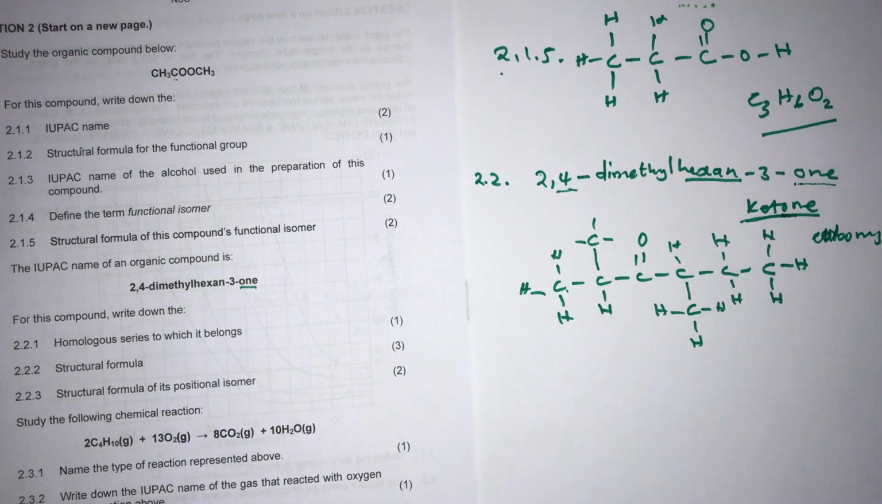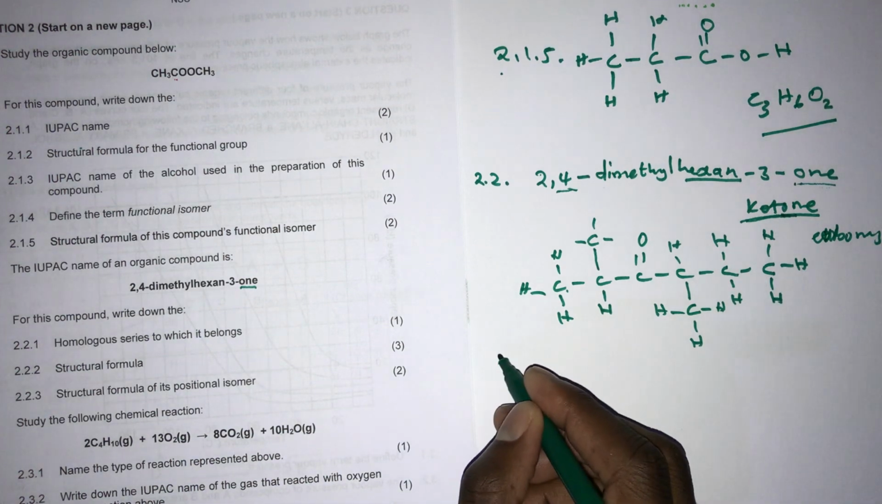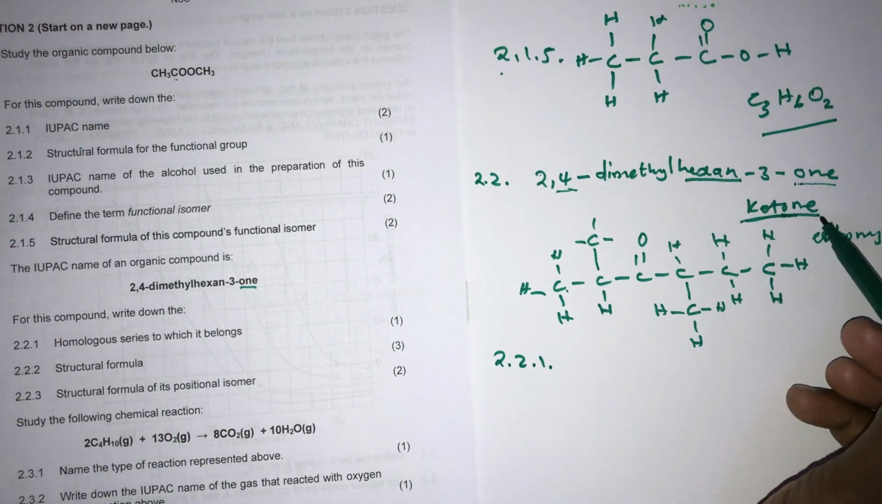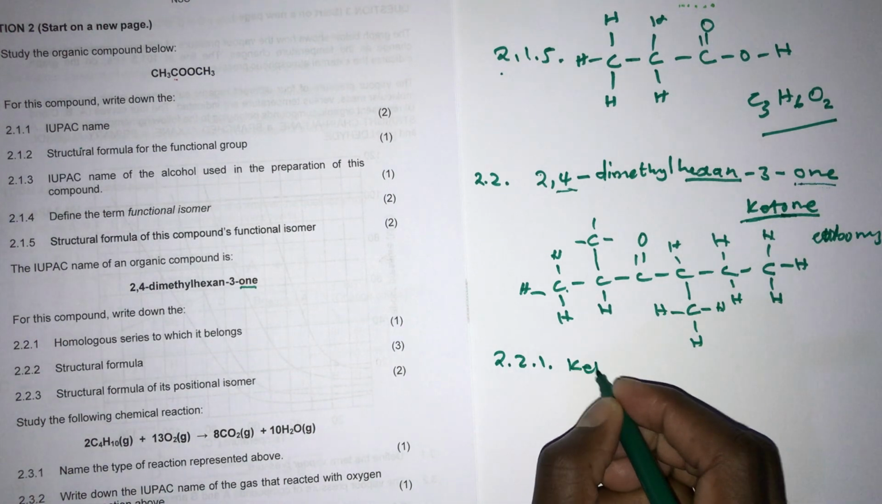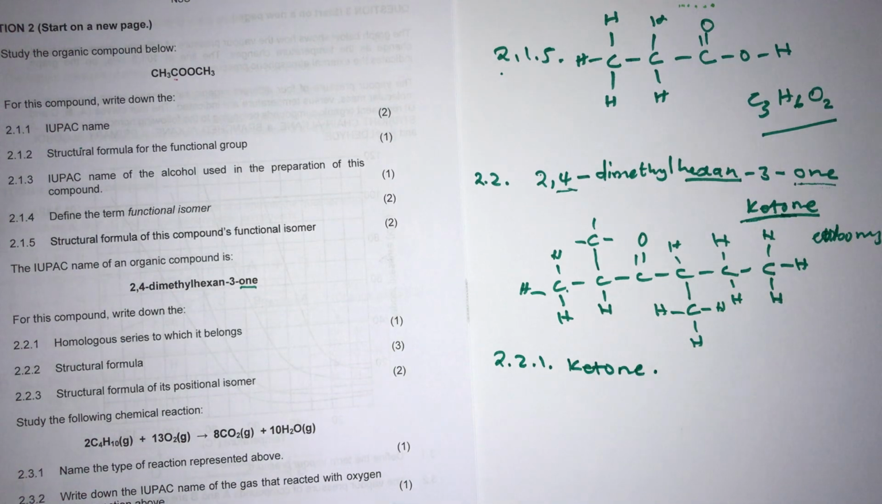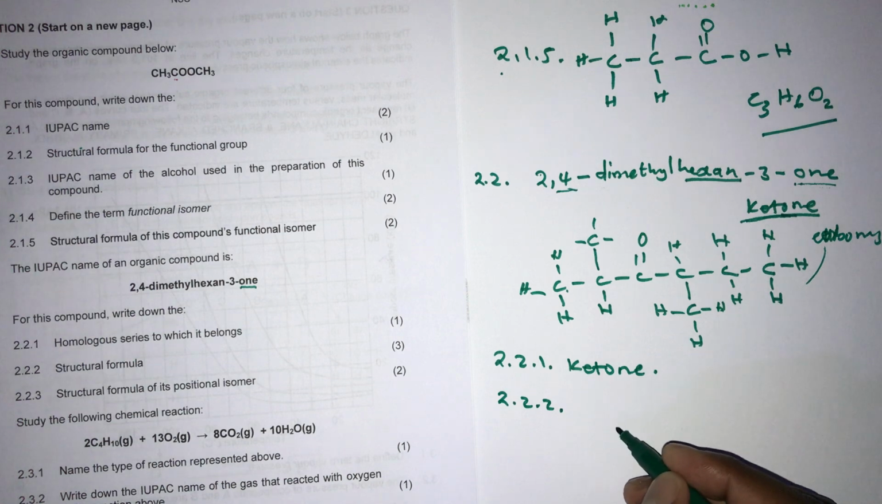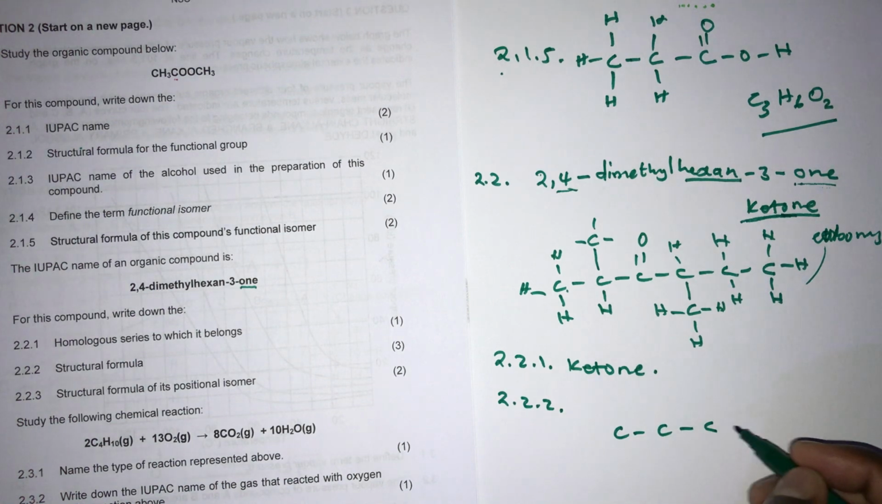So now let's go to the questions. 2.2.1. The question said, for this compound, write down the homologous series to which it belongs. The homologous series we already said is a ketone. So we just write a ketone here. This is the homologous series. Life is easy, right? So now 2.2.2, they said we must write down the structural formula. So this is our structural formula now. We just copy and paste.